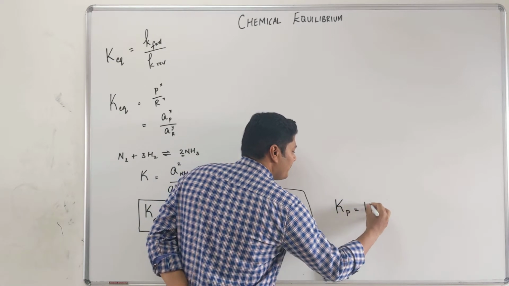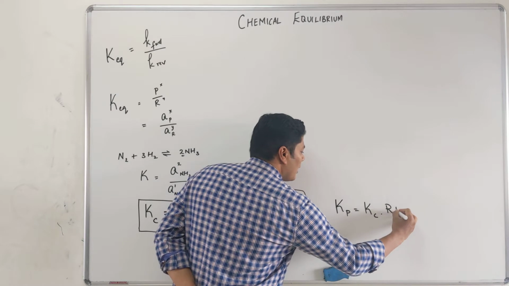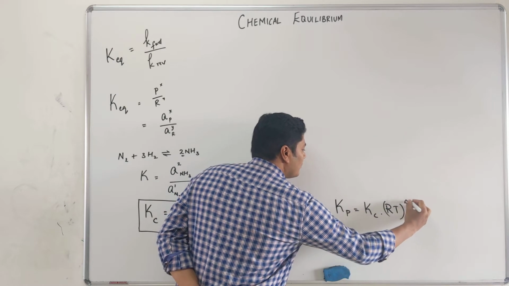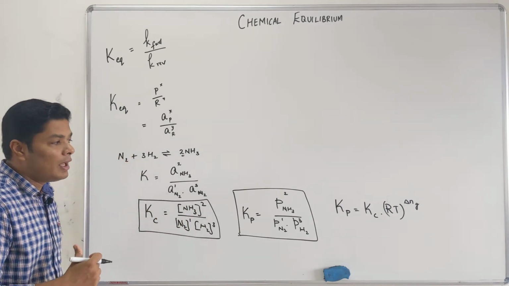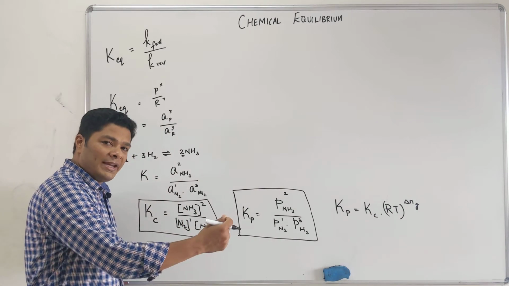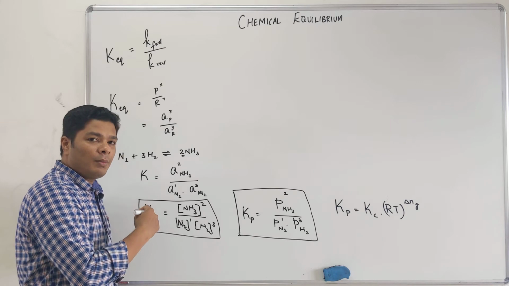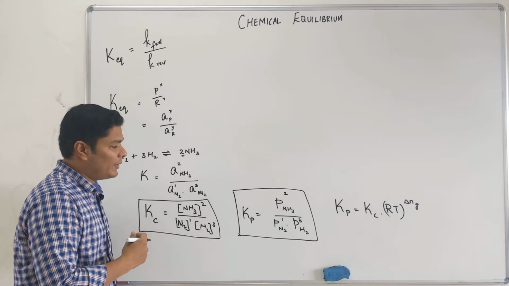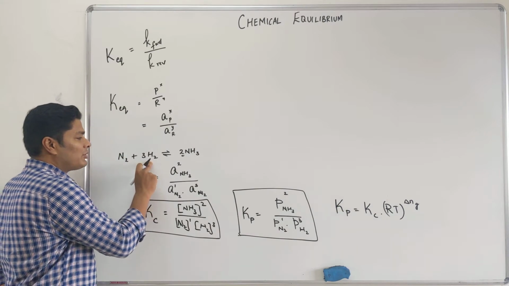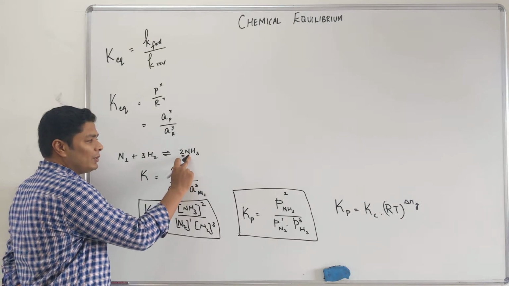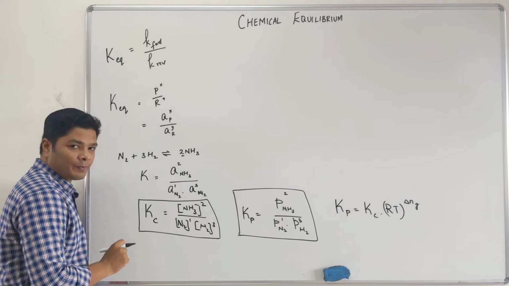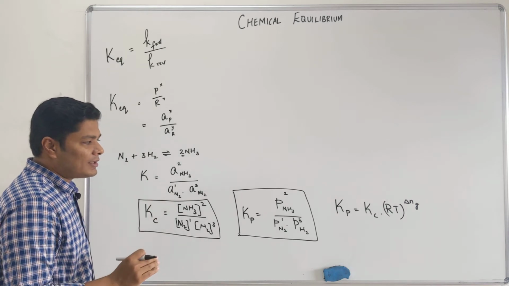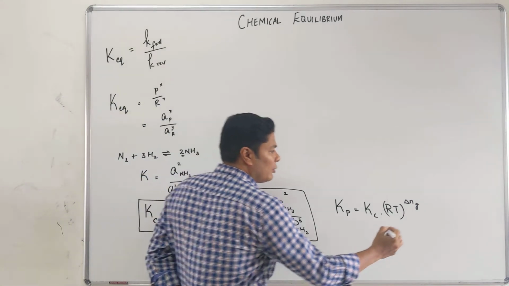Kp equals Kc RT to the power delta Ng. Delta Ng is just like what we saw in thermodynamics, the difference in moles of gaseous products to that of moles of gaseous reactants. For our Haber's process, it is going to be 2 because this is gas, 2 minus 4 is minus 2. Just like our thermodynamics, in thermodynamics what did we see?